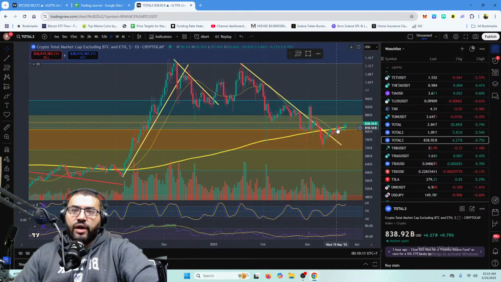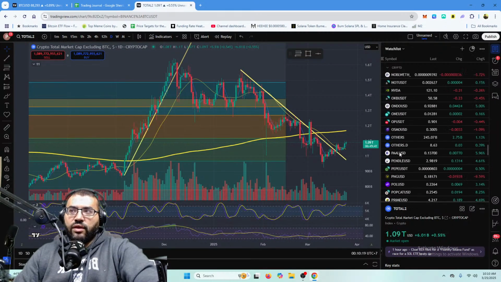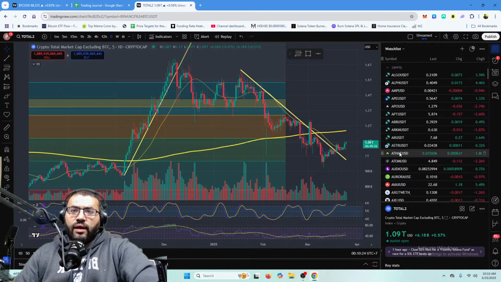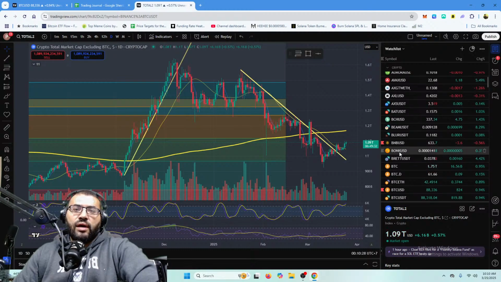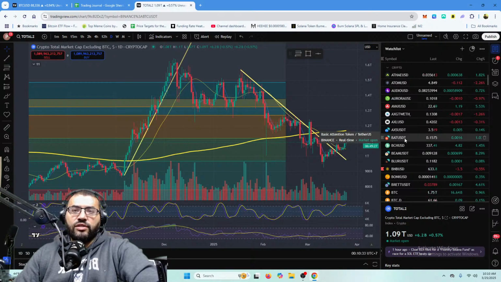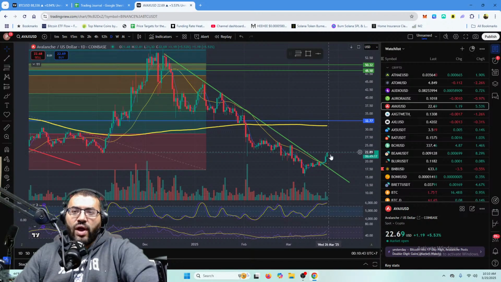Total 3 is looking even better. It broke through the 200-day moving average. That's a good sign. A lot of altcoins are showing some strength. And I started buying altcoins last week. I'm buying more this week. I'll probably be about as exposed as I want to be with altcoins by next week. Even Avalanche broke out very strongly. Now, I'm not in love with the idea of buying Avalanche right at this moment. I think it would put in a higher low.